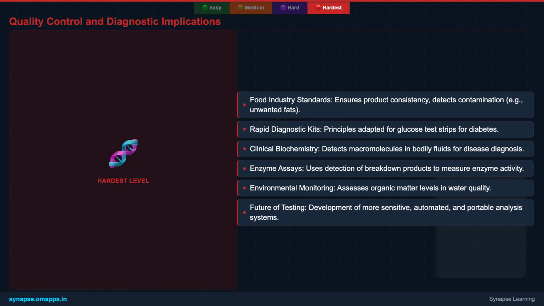The principles we've discussed are foundational for quality control in the food industry. Manufacturers use these, or more advanced versions, to ensure product consistency, detect adulteration, and verify nutritional claims. For instance, knowing sugar or fat content is vital for labeling. These principles also lead to the development of rapid diagnostic kits, like glucose test strips for diabetics, which adapt colorimetric reactions for quick, point-of-care results.